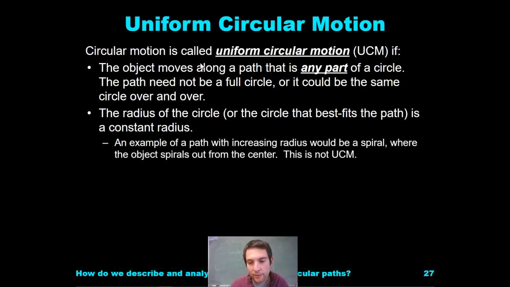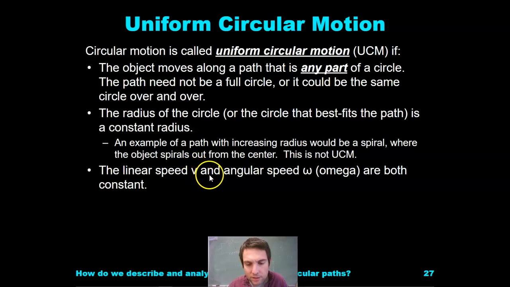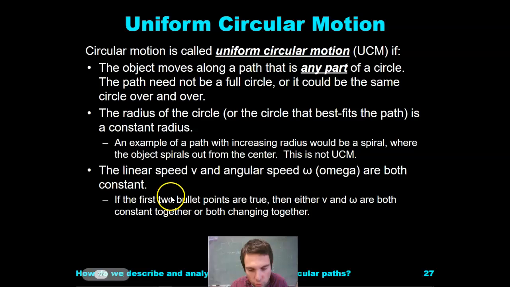An example of a path with increasing radius would be a spiral, where the object spirals out from the center. This is not uniform circular motion because on a spiral, you're getting tighter and tighter as you get towards the middle. I suppose I could draw it. But the linear speed v and angular speed omega are both constant. If the first two bullet points are true, then either the linear velocity and the angular velocity are both constant together, or both changing together.